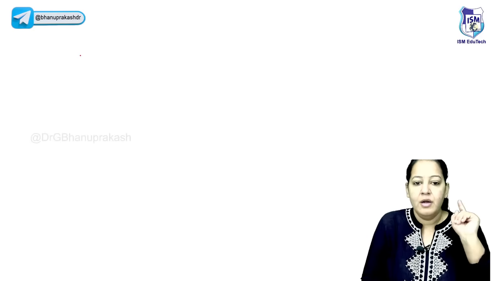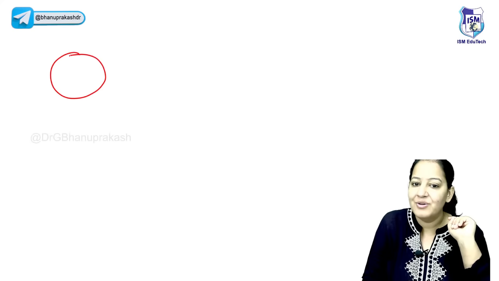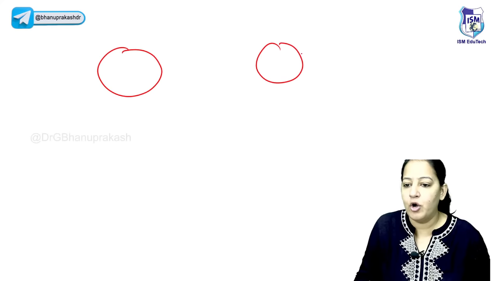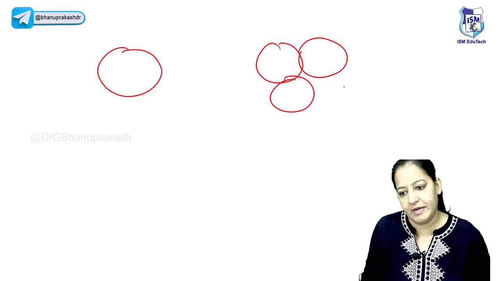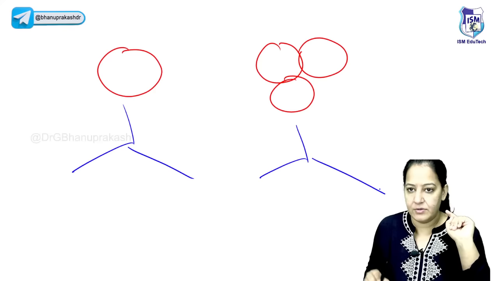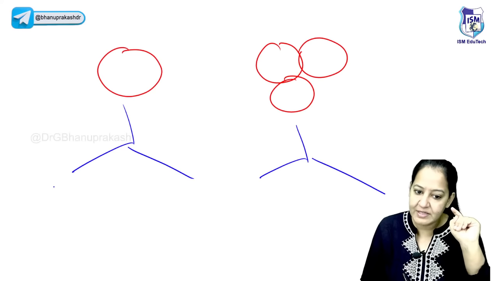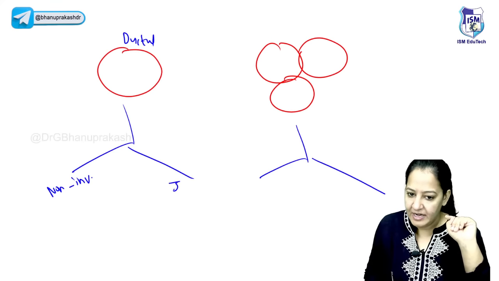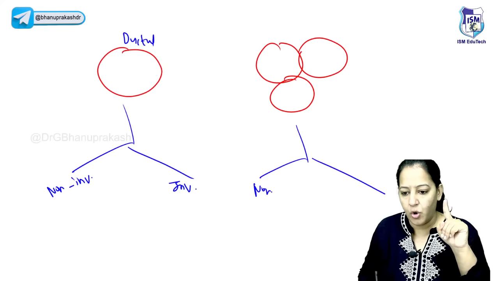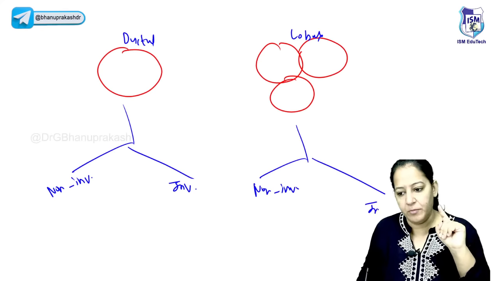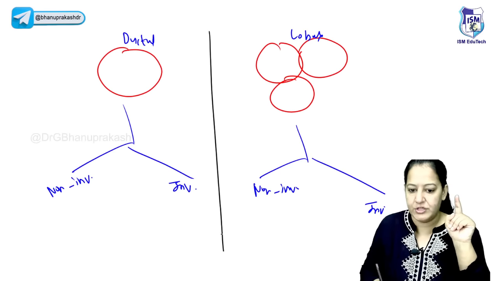So let me draw one ductule, and let me draw one lobule. In one lobule, we have multiple ductules. Now let me draw the 2 things here. Here I would like to teach you non-invasive and invasive. The non-invasive ductal carcinoma, and invasive ductal carcinoma. Here also non-invasive lobular carcinoma. This is a lobule. And invasive lobular carcinoma, I want to teach you.